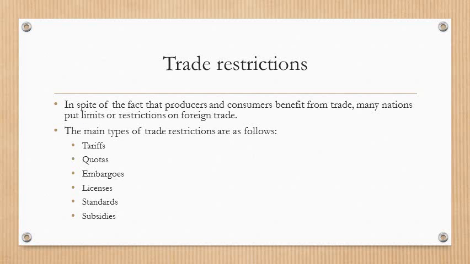Trade restrictions. In spite of the fact that producers and consumers benefit from trade, many nations put limits or restrictions on foreign trade. The main types of trade restrictions are tariffs, quotas, embargoes, licenses, standards, and subsidies.